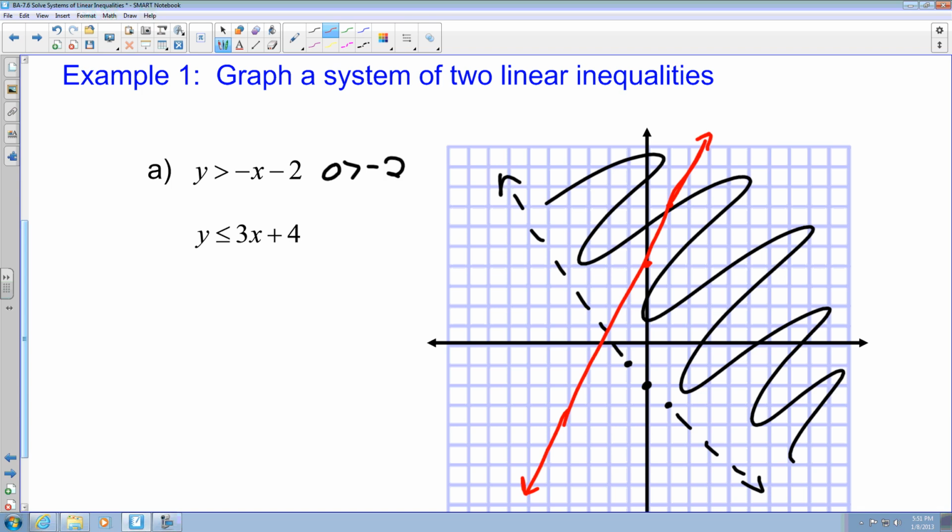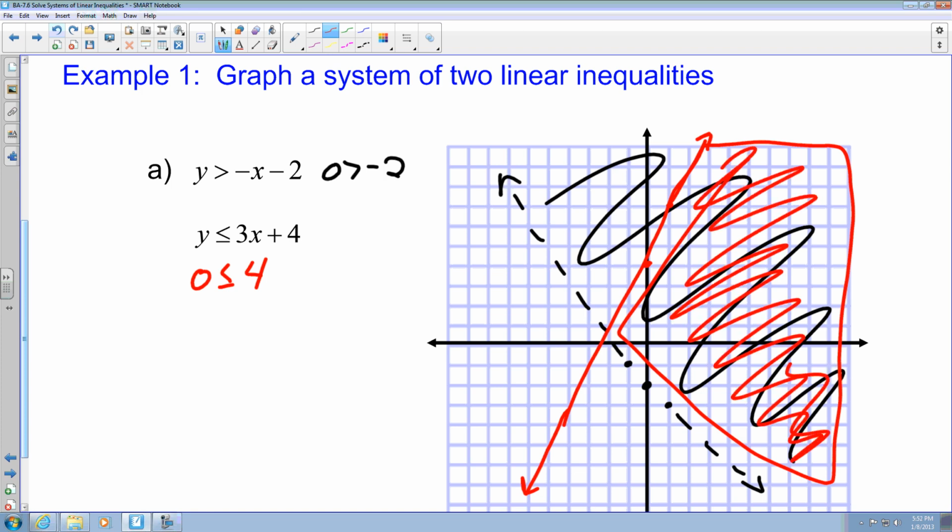Now I need to find the shaded region for this one. I can use the test point 0, 0. So I get 0 is less than or equal to 4. This happens to be a true statement. So in other situations, you would shade it looking like this. But because I only want to shade the portion that is overlapping the black and the red, this portion here will be shaded only.